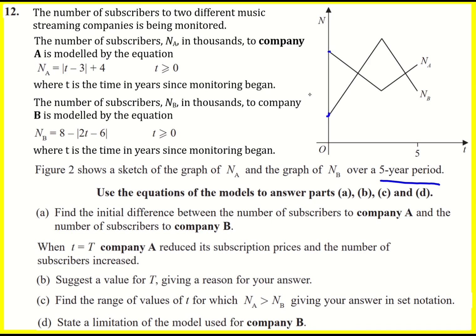Okay, so those are our y-intercepts. If I put in t as 0 into NA, then I'll get the modulus of -3, which is just 3, plus 4, so I'm going to get 7. And if I do the same for NB, I'm going to get 8 minus the modulus of -6, which is 6, so 8 minus 6, which gives 2. And therefore 7 minus 2 is 5, but it's not just 5 users, because it's actually the number of subscribers in thousands, so it will be expected that we write 5,000 subscribers.